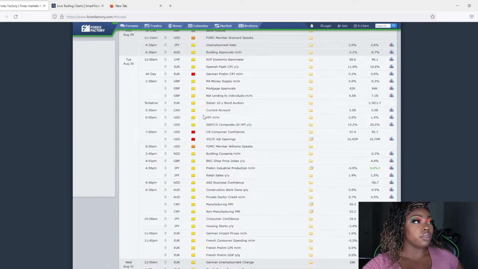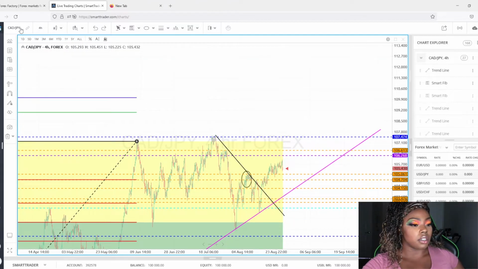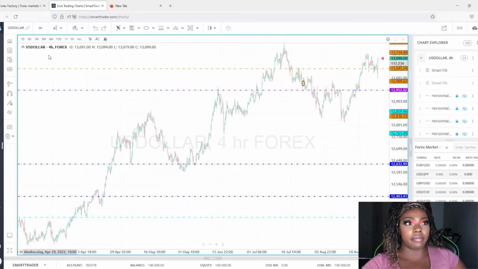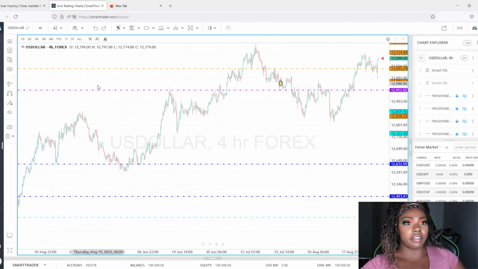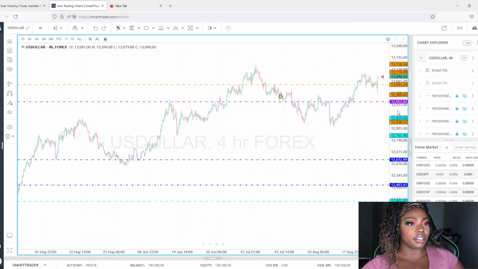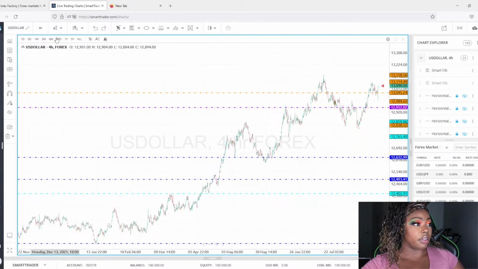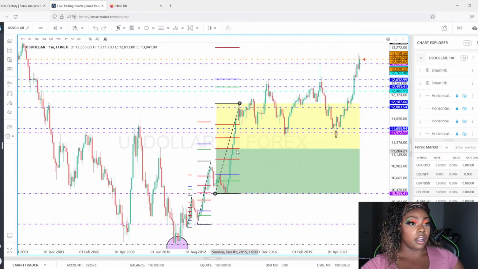So we're going to jump into the charts. First things first, we will take a look at what's going on with the US dollar. I don't know if my charts are still there because I have found my charts have been disappearing in Smart Trader. So anyways, looks like most of them are still there, so that's good.